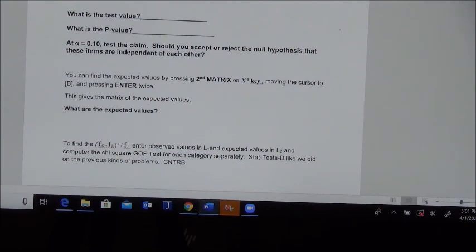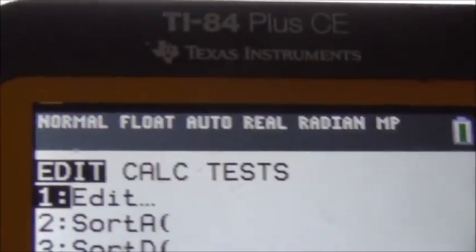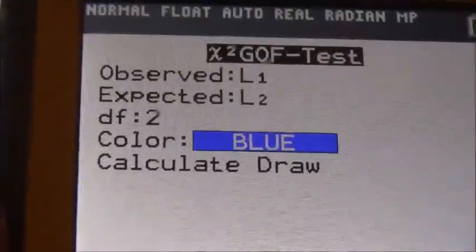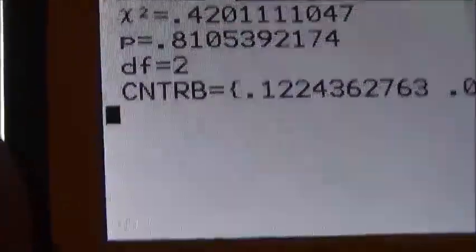6.9205, 8.3523, and 5.7273. Once I have those entered into my list, I can do my goodness of fit test. So I'm going to go ahead and hit stat, cursor over to tests, and do D again. So alpha, D, and again, I have list 1, list 2, my degrees of freedom still 2, and I'm going to calculate and write down those values in the CNTRB.